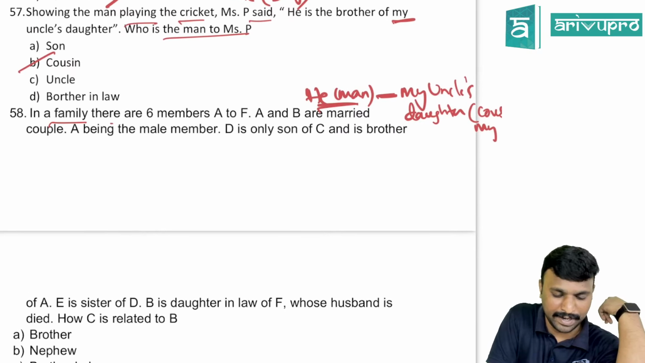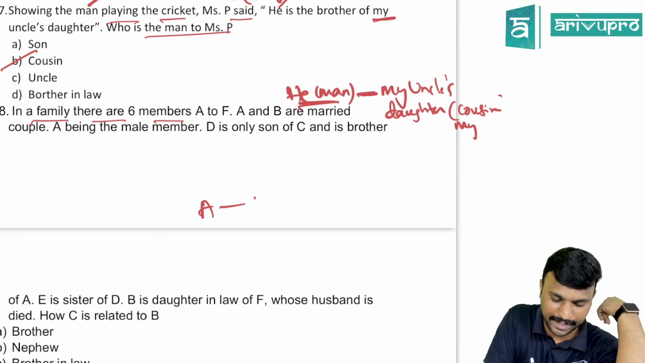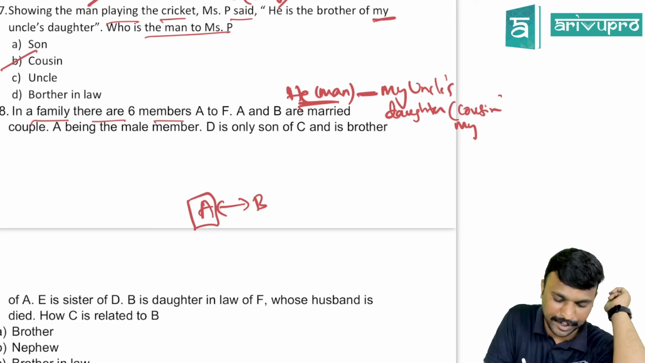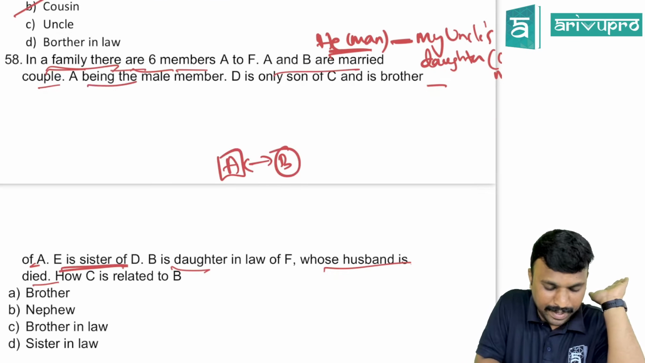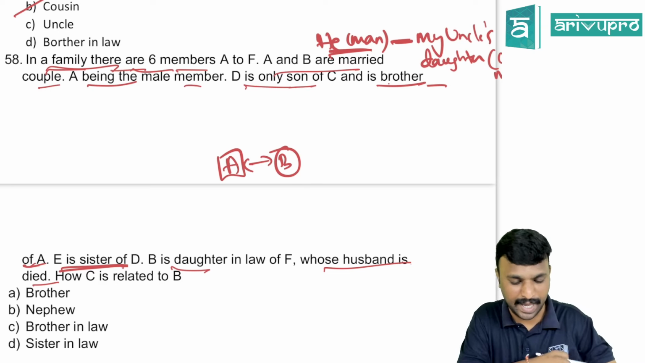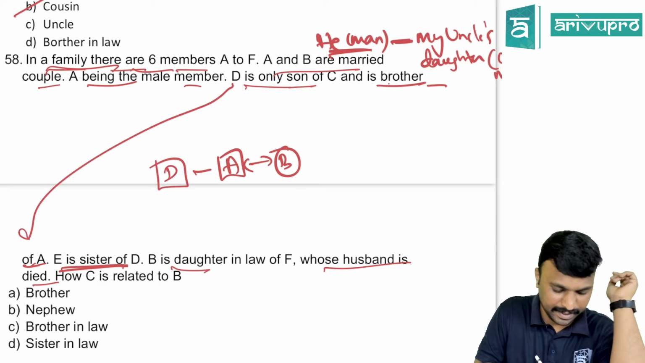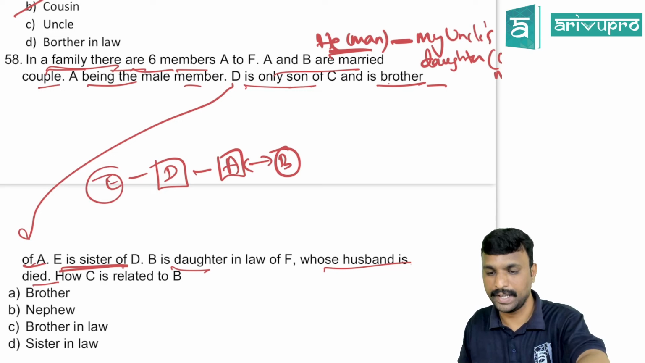Guys, in a family there are 6 members A to F. A and B are married couple, with a double-headed arrow. And then A being the male member. If A is a male, B should be a female. A is a male and B is a female. Alright. D is a son of C and is a brother of A. Alright. And then E is a sister of D. What next, guys? E is a sister of D.